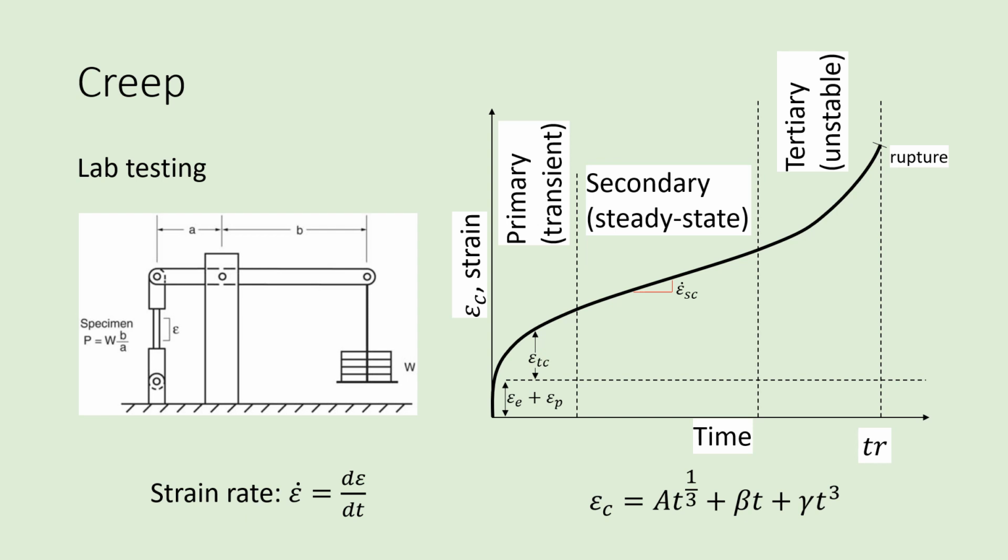The strain-time curve is typically broken into 3 stages, where the stages are defined by the changes in strain rate. Now, strain rate, if you remember, is the change in strain with respect to time, and the formula for it is given in the bottom left-hand corner of your slide.